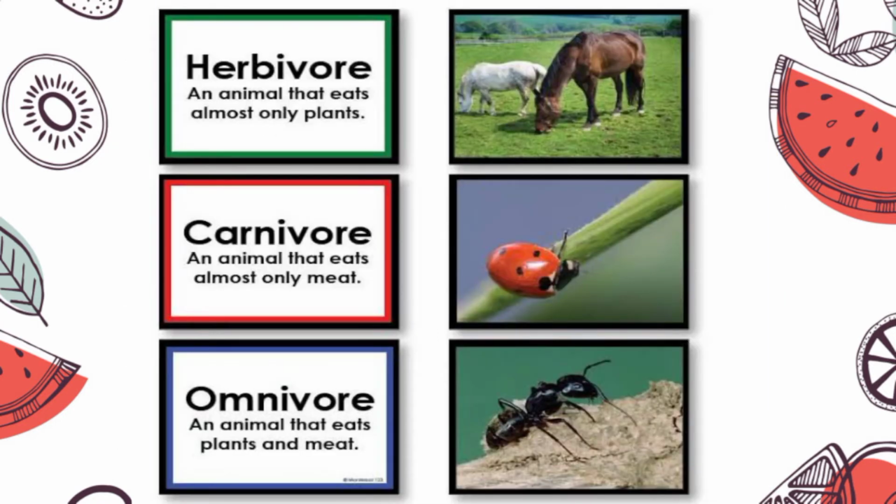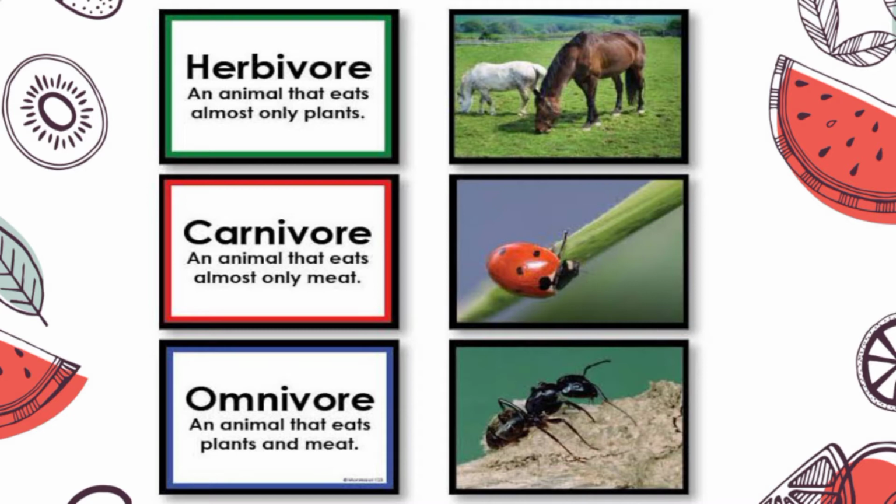So what do you mean by herbivore, carnivore and omnivore? Herbivore: you can see here in the image, the horse is given. An animal that eats almost only plants. So animals which eat only plants are called herbivores.